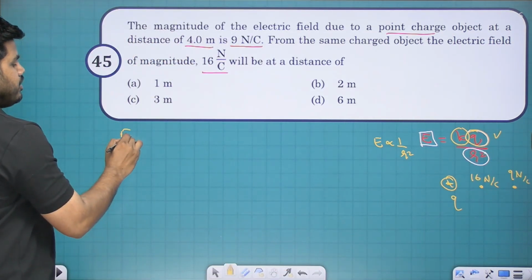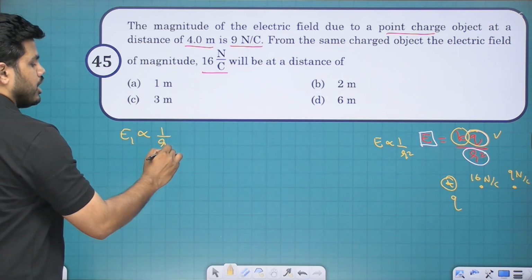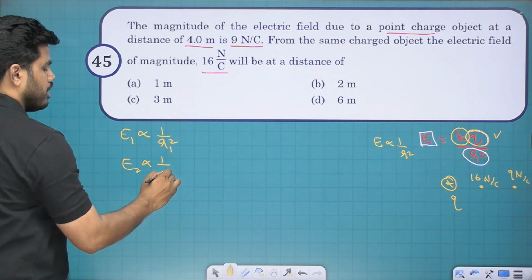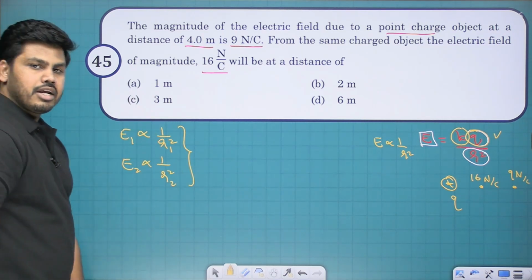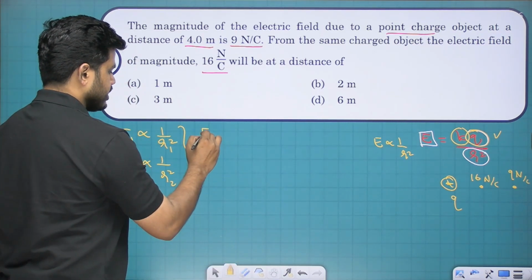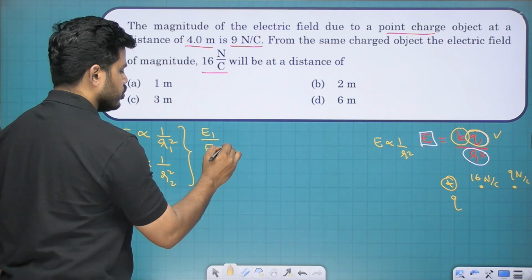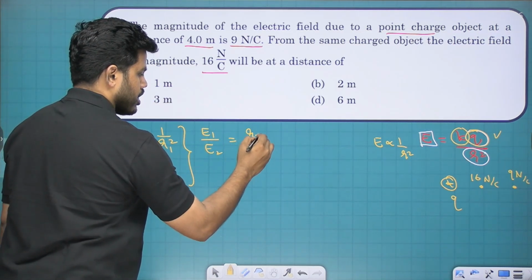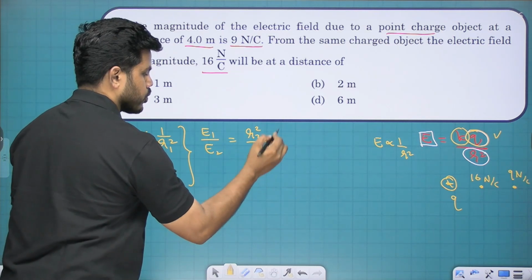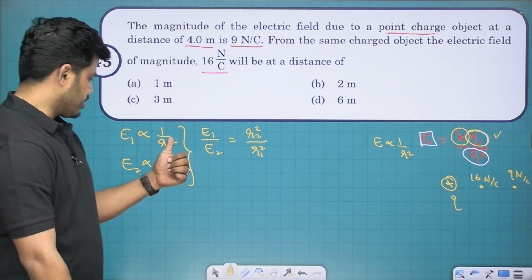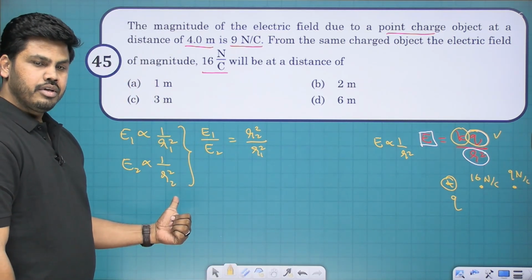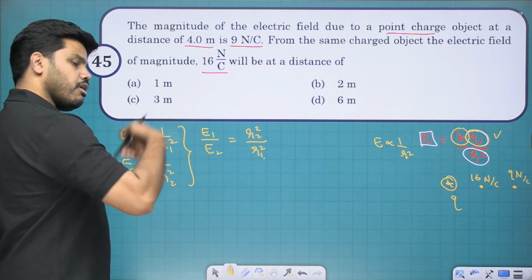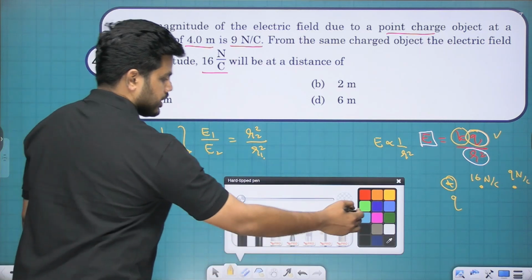So we can say E1 is proportional to 1 by R1 square. E2 is proportional to 1 by R2 square. If you take the ratio of these two, we get E1 by E2 is equal to the other way around, R2 square by R1 square. Correct? Because 1 by R1 square by 1 by R2 square. See, E1 and R1 are given. E2 is also given, you have to find out R2, correct?